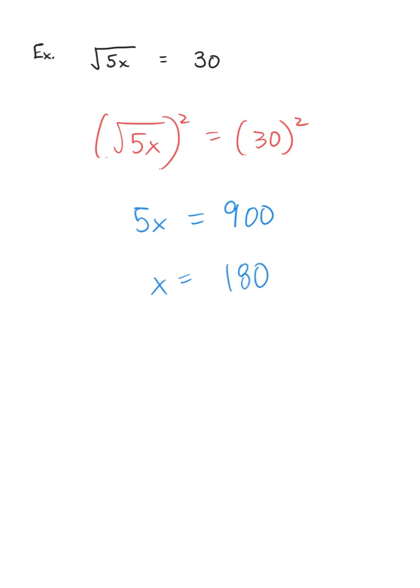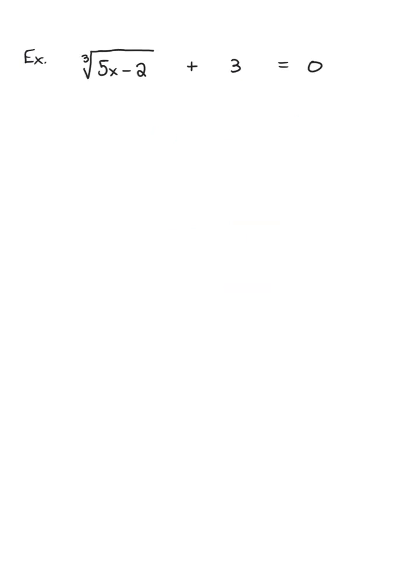And you want to check it. So if you plug 180 back into the original problem, 5 times 180 equals 900. Square root of 900 equals 30. All right, so again, no worries here, no stress.